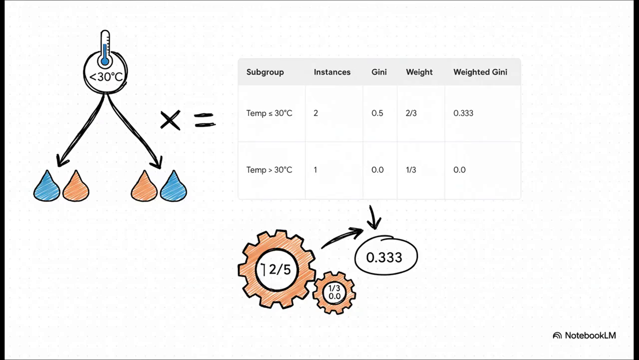And the solution, as you can see right here in this table, is to use what's called a weighted Gini. It's simple, really. We just take the Gini score for each group and multiply it by its weight, which is just how many data points ended up there. So that first group has 2/3 of the data, so its Gini of 0.5 gets scaled down to 0.333. The second group is pure, so it adds nothing. The final, fair score for the entire split is 0.333.